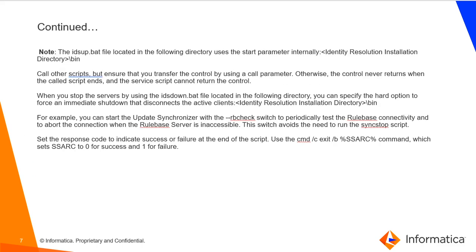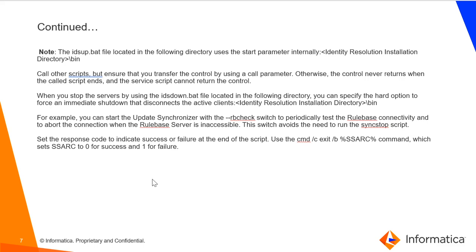The IDSA batch file will be located in the IIR bin directory. Ensure that you transfer the control by using the call parameter, otherwise the control never returns when the called script ends, and the service script cannot run. You stop the servers by using the IDS down batch file located in the same bin directory.